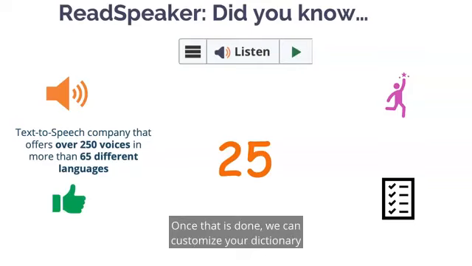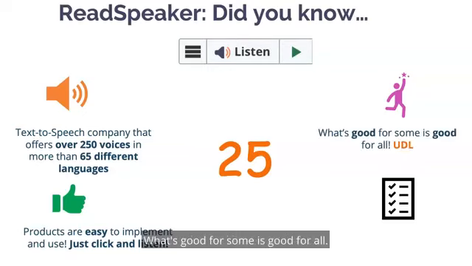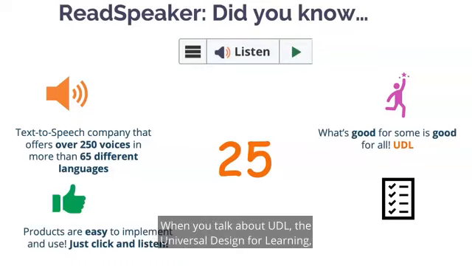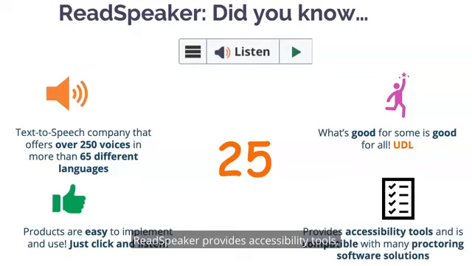Once that is done, we can customize your dictionary to pronounce words the way you want them pronounced, or names, or put in reading rules for acronyms. ReadSpeaker is just simply easy to use. You just click and listen. It's that easy. What's good for some is good for all. When you talk about UDL, the Universal Design for Learning, it benefits every person, whether it is required for that person or not. It makes it easier for everyone to learn. ReadSpeaker provides accessibility tools, and we're compatible with many proctoring software solutions.